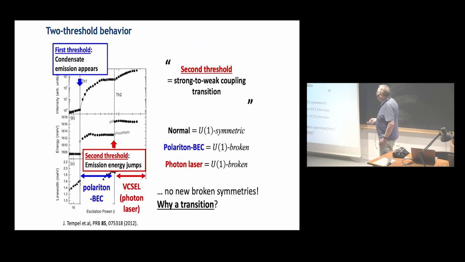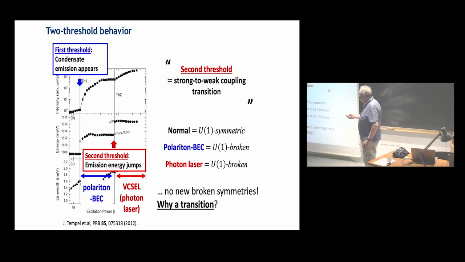Right. Another place one can see these things is often you have more than one threshold in the system, and so you pump. Here's a critical point where the condensate arises, and you keep pumping and pumping, and all of a sudden there's a new condensate which goes up here, and at that point there's a second threshold where the emission energy jumps. And you're going from, again, one regime to another. There's some hysteresis around that, as you might expect. Okay? And as I said, sometimes this is called a strong to weak coupling transition.